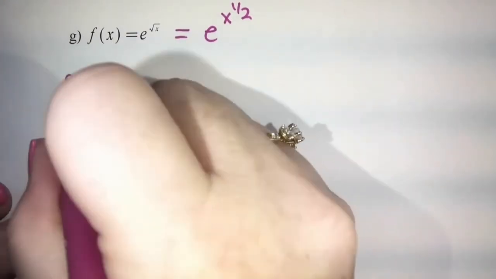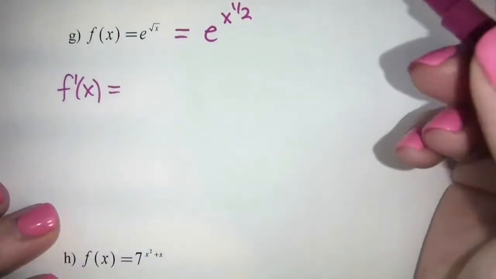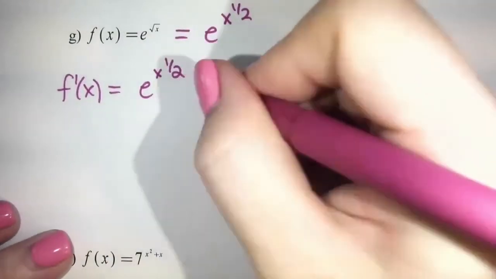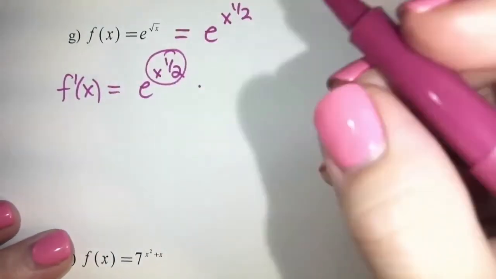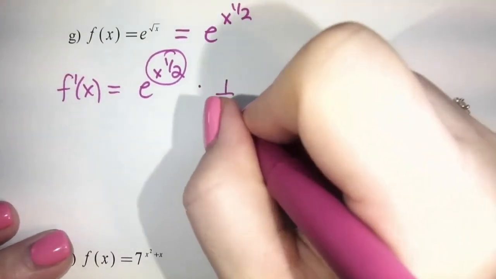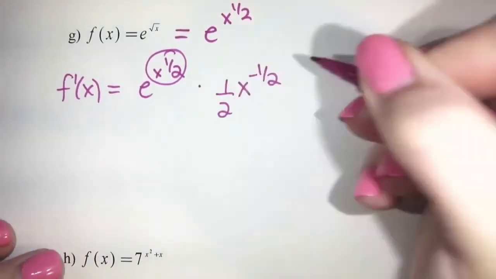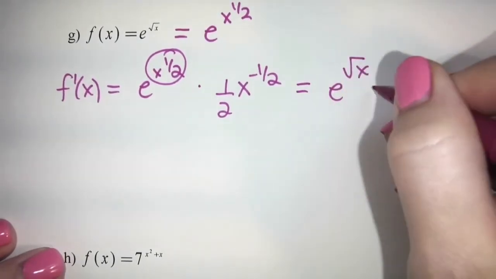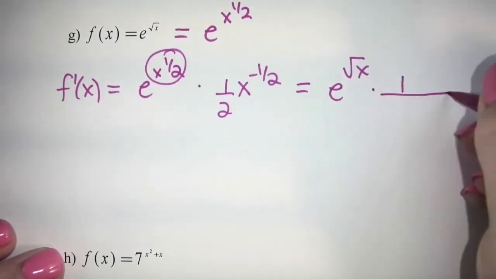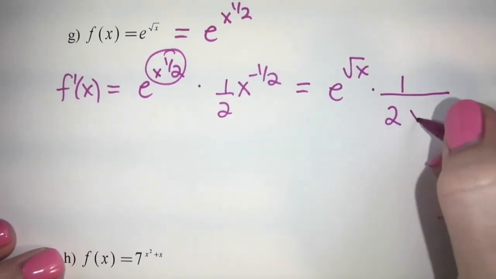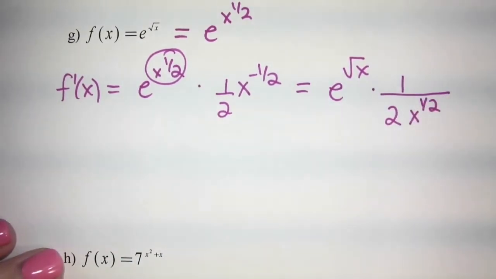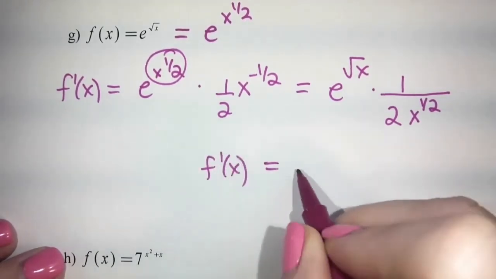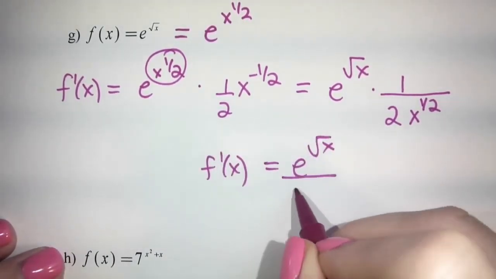So the derivative here, derivative of e to the anything would be e to the anything first, and then beside it times the derivative of this. And the derivative of x to the 1/2 would be a half x to the negative 1/2. So this would be e to the root x times, this 2 is already on the bottom, and if we move the x to the negative 1/2 down, it becomes x to the positive 1/2. So our derivative would be e to the root x over 2 root x.